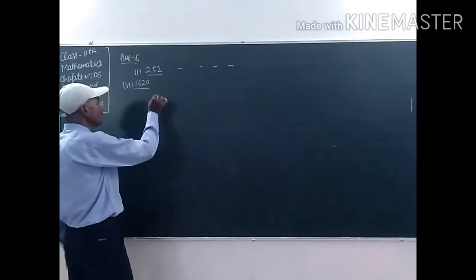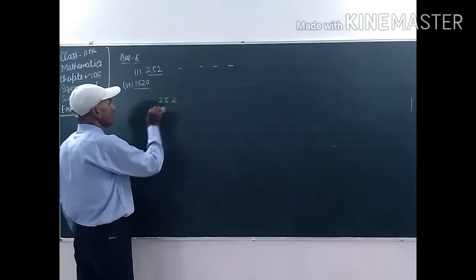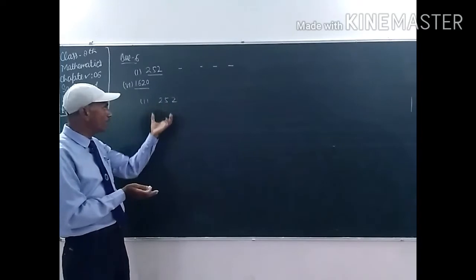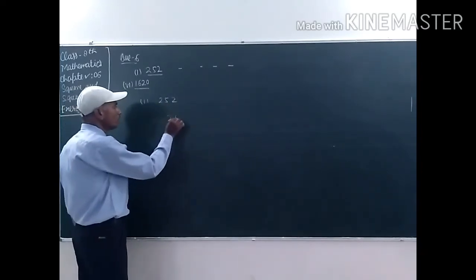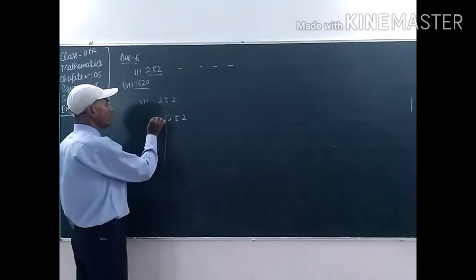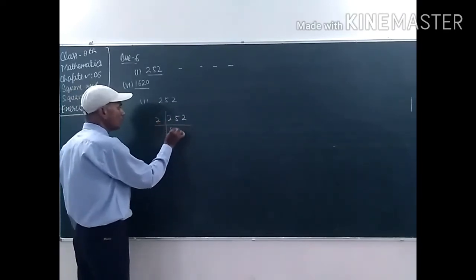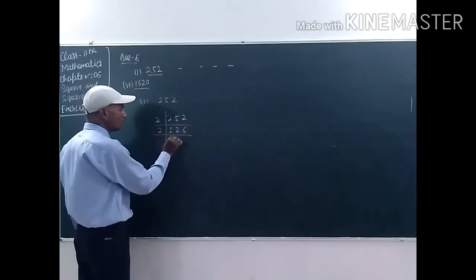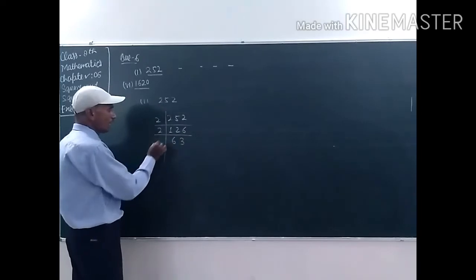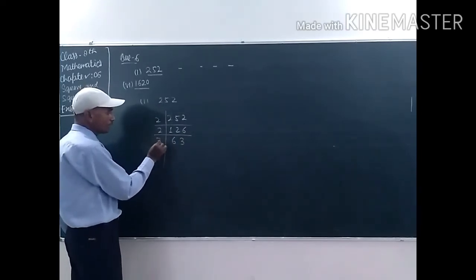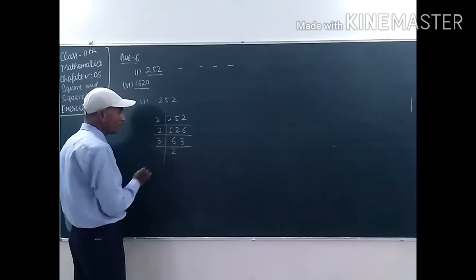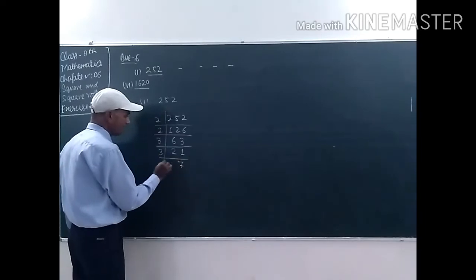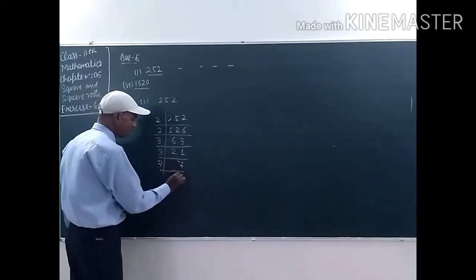So first part, that is 252. Now first of all we have to find the prime factors of this number, student. This one 252 divided by 2, 2 ones are 2, 2 twos are 4, 2 sixes are 12. Again by 2, 2 sixes are 12, 2 threes are 6. Again this number is divisible by 3, student. So 3 twos are 6, 3 ones are 3. Again this 3, 7. This one 7 ones are 7.